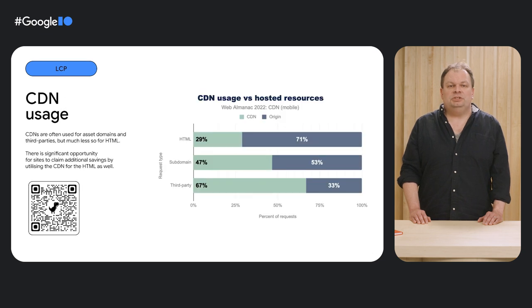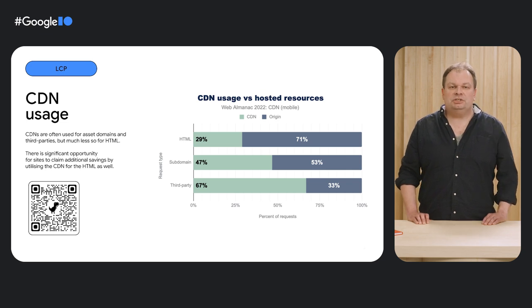Developers have often used a CDN for hosting static assets like CSS, JavaScript, or media like images and videos. But serving the HTML over CDN can have even more benefits. According to the Web Almanac, only 29% of HTML document requests were served via a CDN. If you're not one of these, then that means there's a significant opportunity for you to claim additional savings.